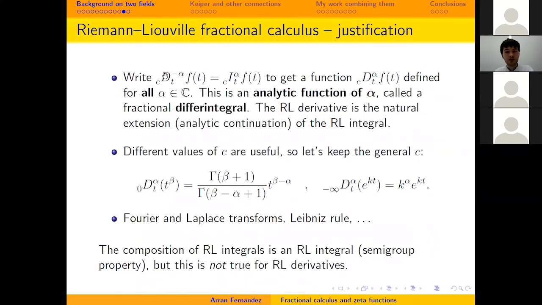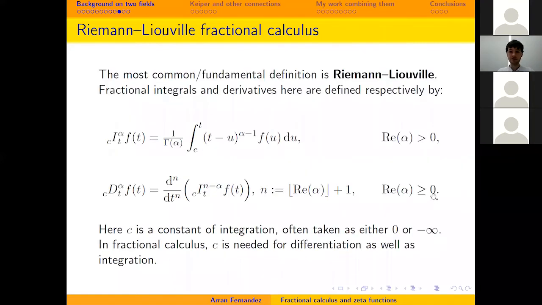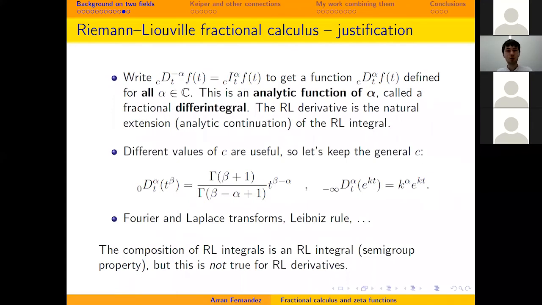You can write derivative to order minus alpha equals integral to order alpha. This is like the fundamental theorem of calculus. You take a -1 order derivative, that should be an integral. So if we extend this in general, D to the order minus alpha is I to the order alpha, then this function is defined for all complex numbers alpha. So here we have real part positive, which becomes real part negative for the derivative. And here we have real part positive or 0. So when you put the two together, you get a definition that works for all complex numbers. This is an analytic function of alpha, and it's called a fractional differintegral.